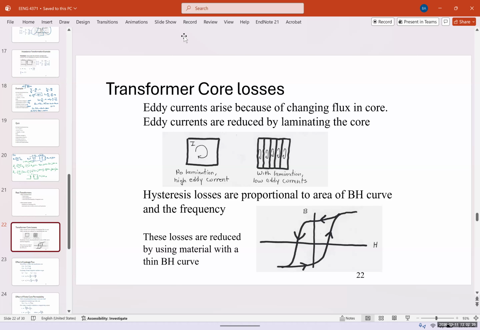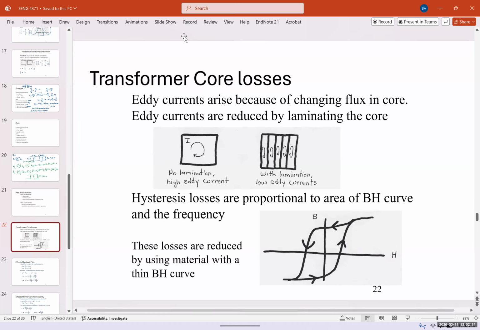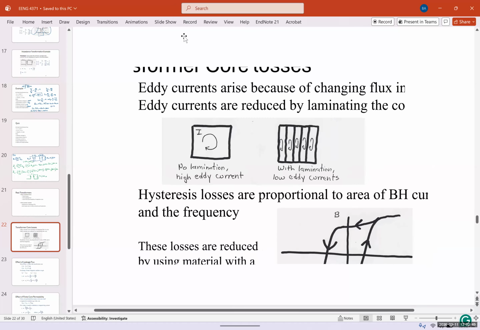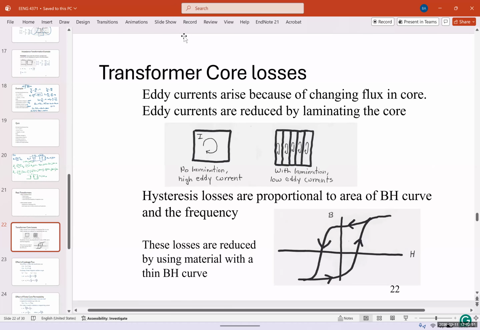And so eddy current generates a lot of heat, and it's just dissipated. On the left side, you see a core with no lamination, and we have high eddy current. And on the right, with lamination, you have very low eddy currents. But it makes building the core much more complicated and expensive, building it from a single block than building it from multiple sheets and connecting them together.